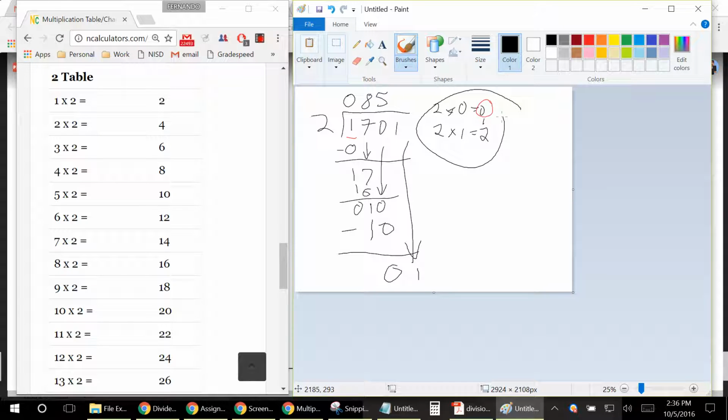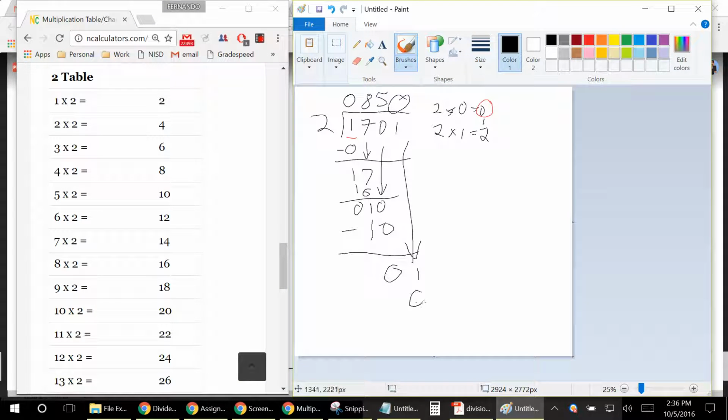Now, we have the same situation over here, okay, as before, okay? You cannot have 2 times 1 because that's 2. So what's before 1 is 0. 0 times 2 is going to be 0. And then 1 minus 0 is 1. So just like before, where we ended up with a remainder, we're going to put an R, and you're going to bring that number all the way up. So the answer is 850 remainder 1.